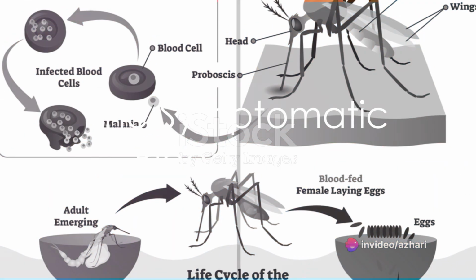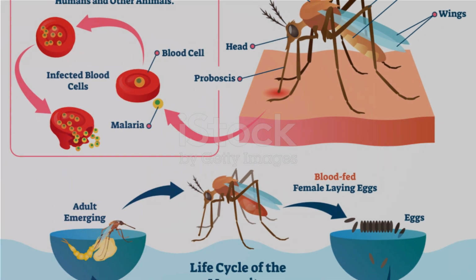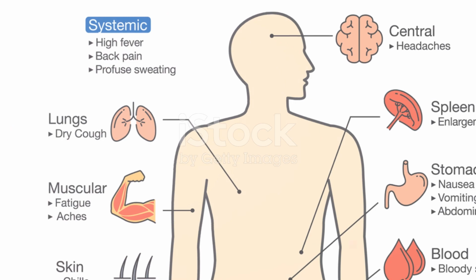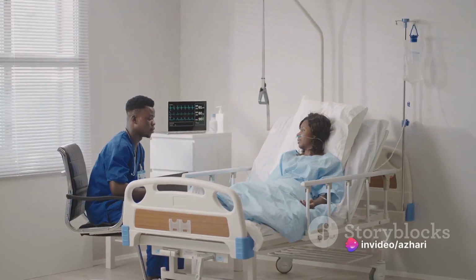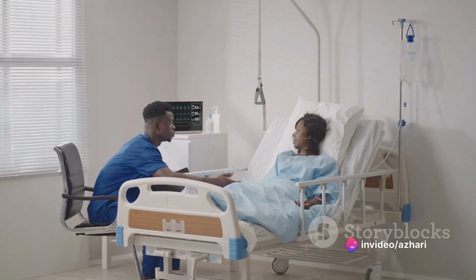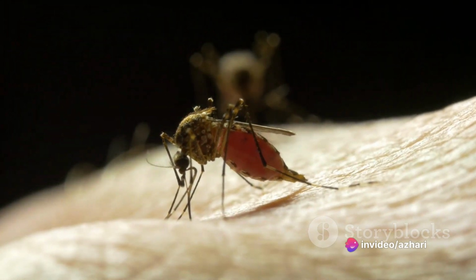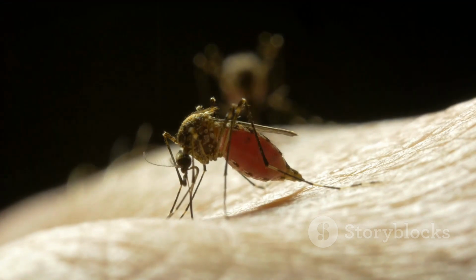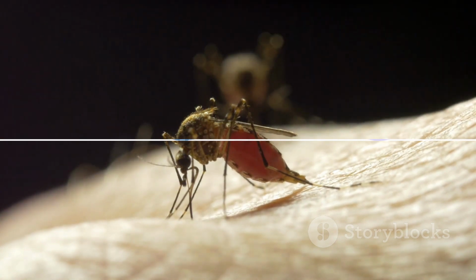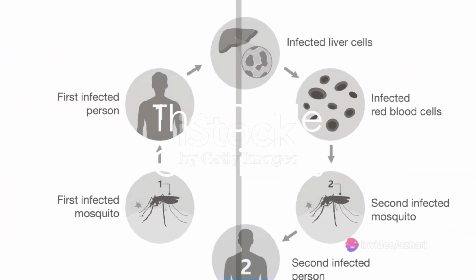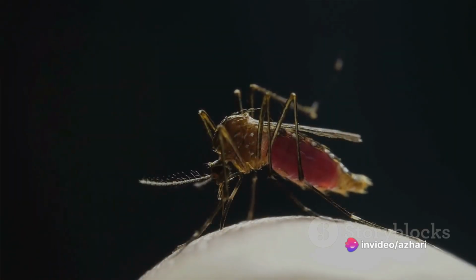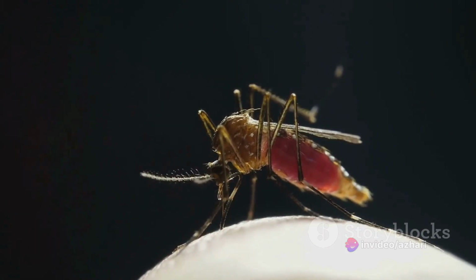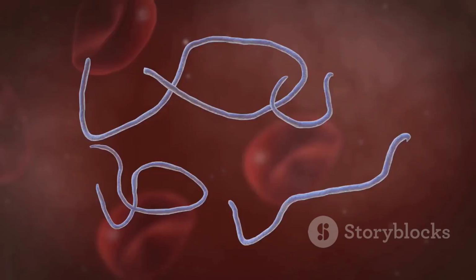Inside the red blood cells, the merozoites multiply and transform into ring forms, then trophozoites, and finally into schizonts. The schizonts burst, releasing more merozoites into the bloodstream, and the cycle continues. Some merozoites also develop into gametocytes, the sexual form of the parasite, which can be ingested by another mosquito, perpetuating the cycle. So, to summarize, the life cycle of the malaria parasite involves three key stages: the mosquito stage, the silent liver stage, and the symptomatic blood stage.